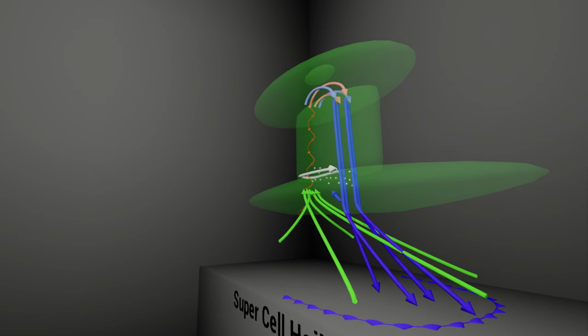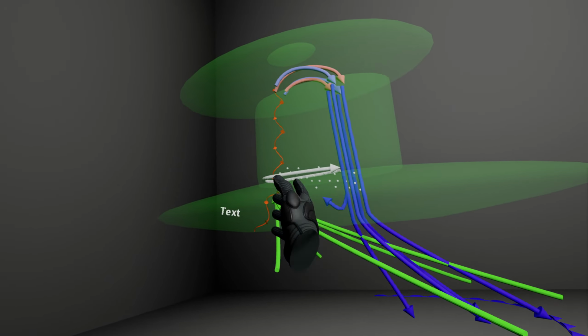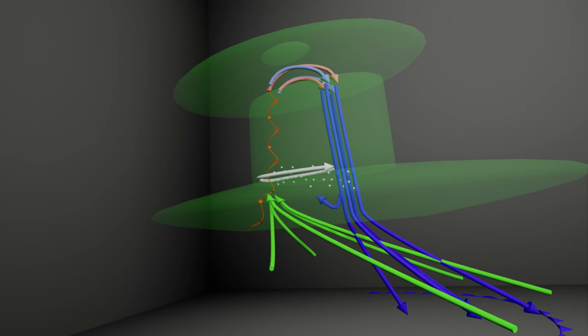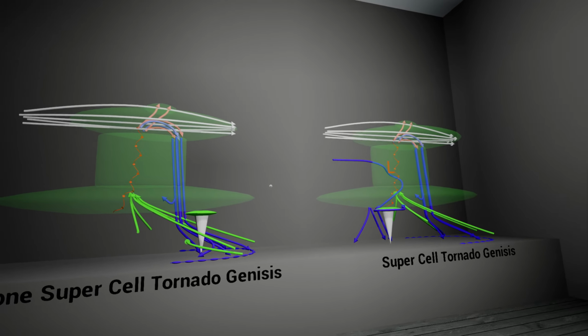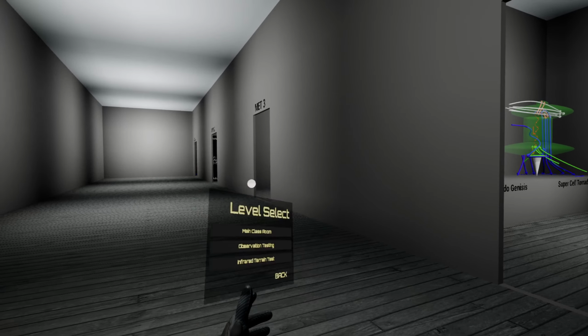Got Supercell Hail going back and forth between hot and cold. Lovely. We've got Supercell Tornado Genesis and non-Supercell Tornado Genesis. Lovely. All right, that's the last of this area. Now I'll go and change levels.